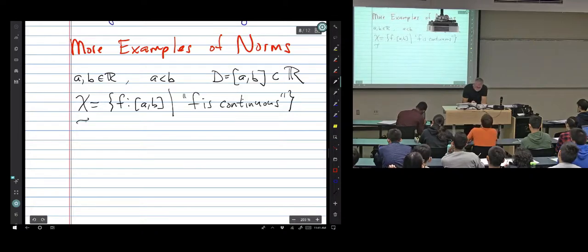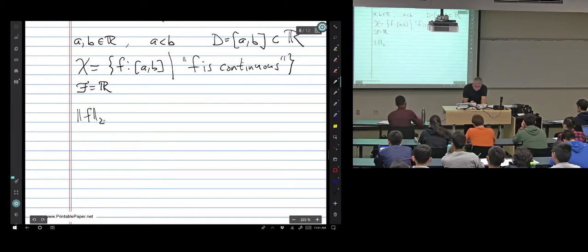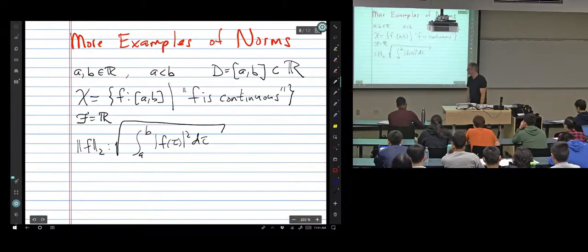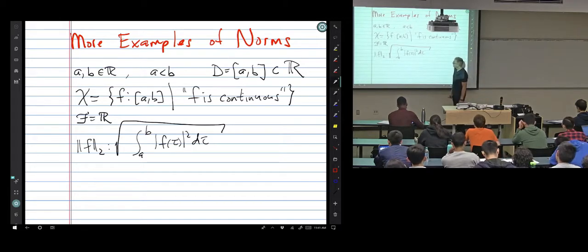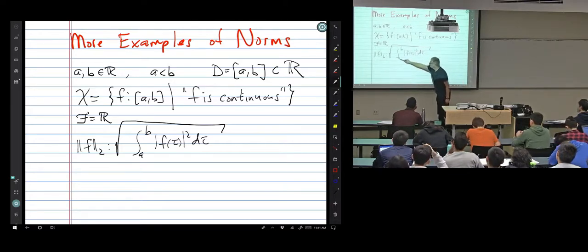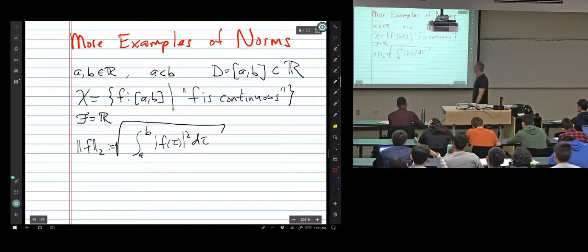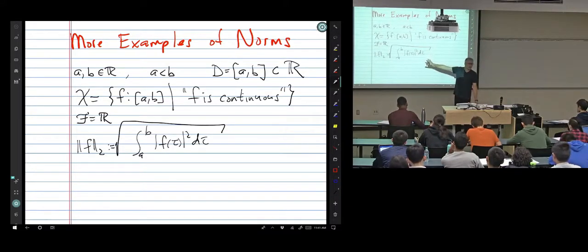I'm going to let the field be the real numbers, okay? So the 2 norm of a function is by definition equal to the square root of the integral from a to b of f of tau squared d tau. When the function is continuous, you can prove the Riemann integral exists and is finite. If a function is continuous, its square is continuous, so this number is finite, and then I'm taking the square root. And I forgot my equal signs here. Okay, so there's a 2 norm on functions.